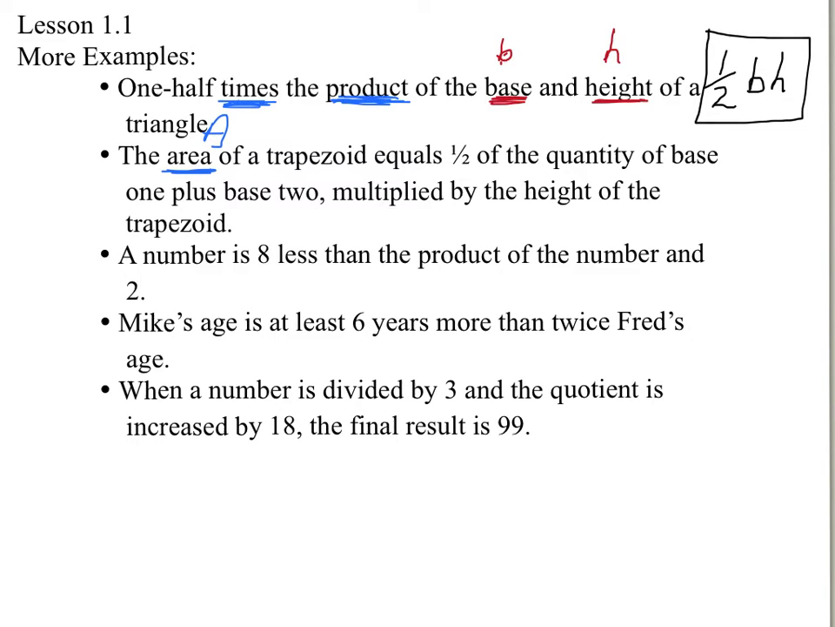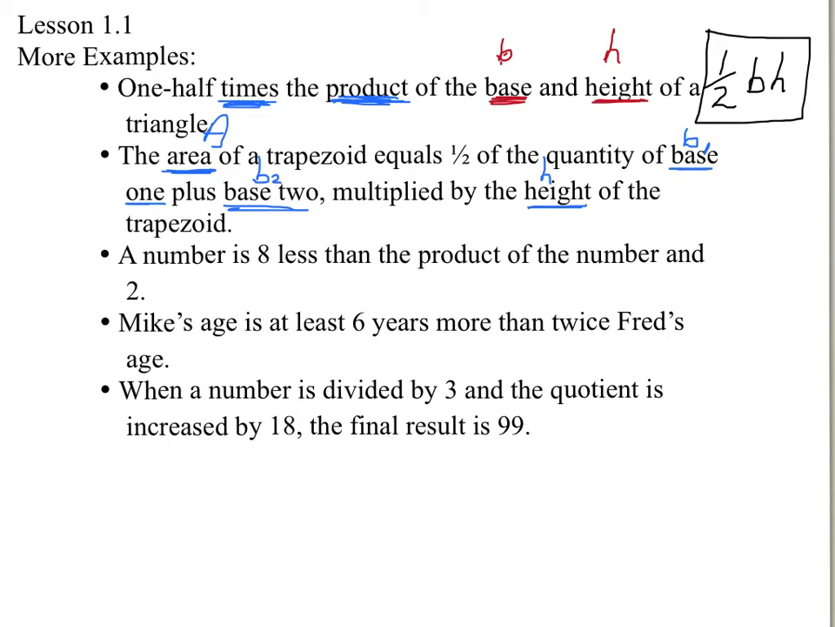Equals 1/2 of the quantity. Okay, we're going to have some parentheses here. of the base, call it B, oh, base 1. Okay, so we're going to have a subscript, plus base 2, put a little subscript there, multiplied by the height of the trapezoid. So the height we don't know. We'll call that H.